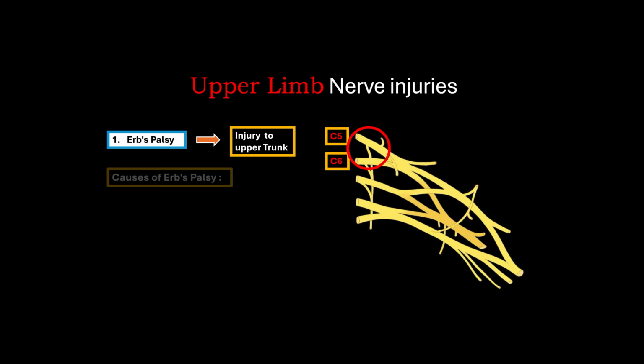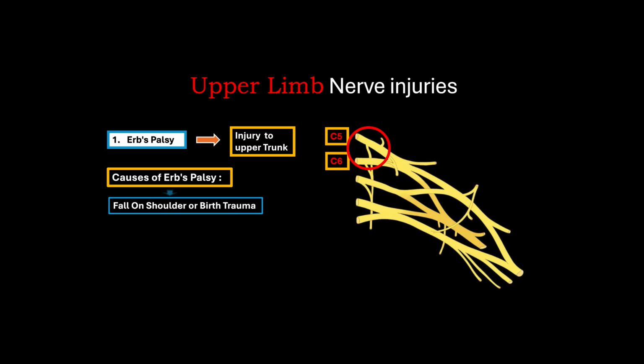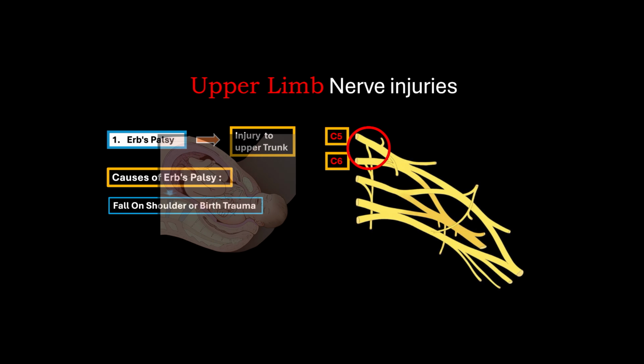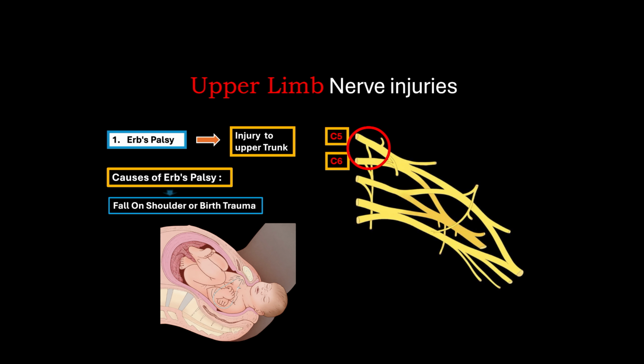So what is Erb's palsy? It is an injury to the upper trunk of the brachial plexus at the level of C5 and C6 roots. So, what causes Erb's palsy? The causes are falling on the shoulder, which means someone falling with a stretched arm or shoulder, and birth trauma like shoulder dystocia, a condition in which the newborn's hand gets stuck in the maternal pelvis.